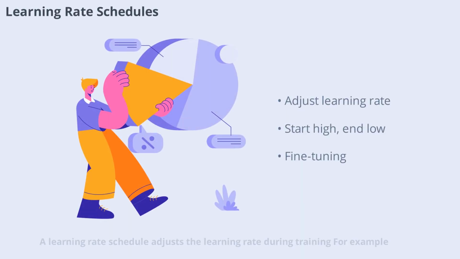A learning rate schedule adjusts the learning rate during training. For example, it might start high and gradually decrease as the algorithm approaches the minimum. This helps ensure fast progress early on and fine-tuning as we get closer to the optimal solution.